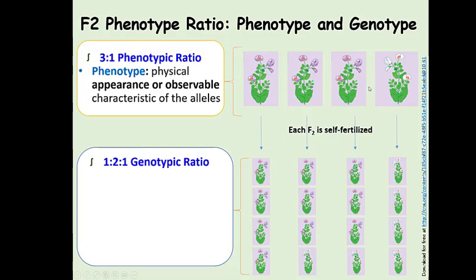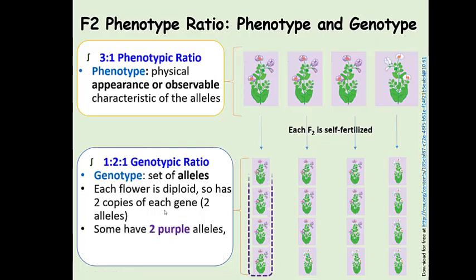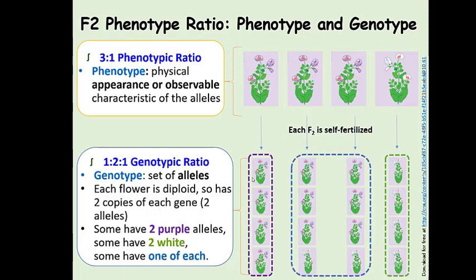But these 4 plants have a 1 to 2 to 1 genetic or genotypic ratio. And that's what we found by this self-fertilizing. So we see that the genotype, remember, is the set of alleles, could be purple and white. Each flower is diploid, so they have 2 alleles. Some are going to have 2 purple alleles. Some are going to have 2 white alleles. But some are going to have 1 of each. And this is where we get our 1 to 2 to 1 ratio.